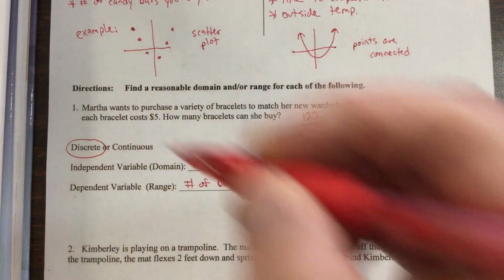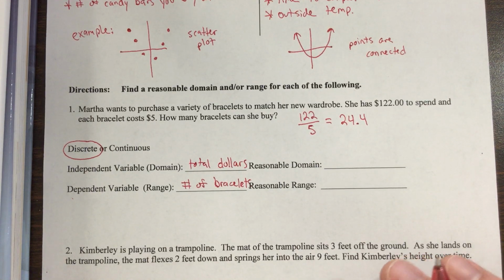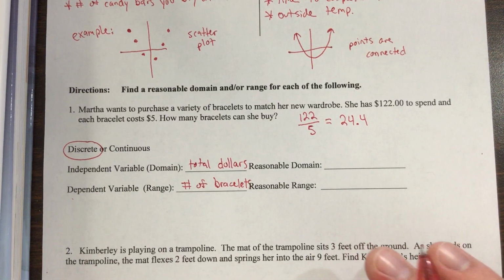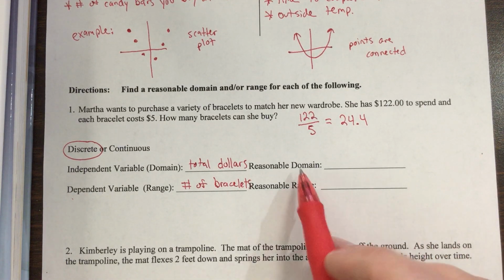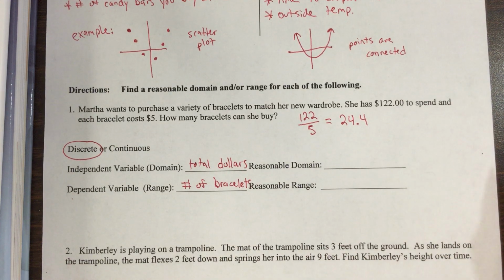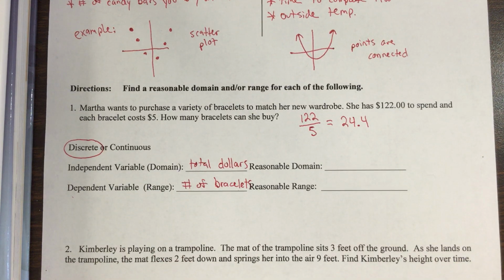And the reason for that is because can you buy a decimal amount of bracelets? No, you can't, right? Just like the candy bar example. You can buy one bracelet, two, but it's impossible to buy a fraction of a bracelet. All right, so let's do reasonable domain, the total dollars spent. Now, if each bracelet's $5, you could spend $5, you could spend $10, you could spend $15, but it's impossible to spend $2.2. And the reason you can't spend $2.2 is because bracelets are $5, right? It's impossible to spend $2.2.